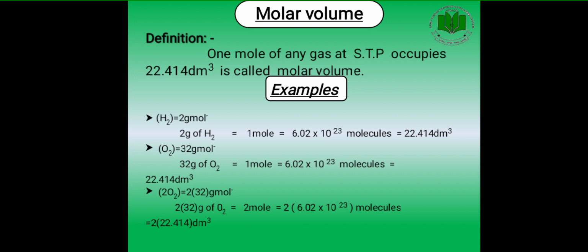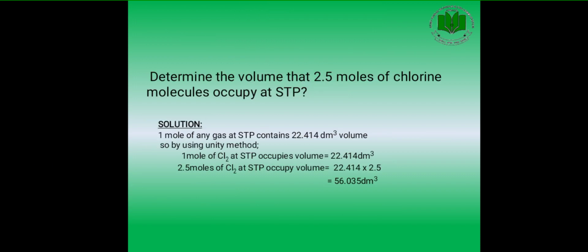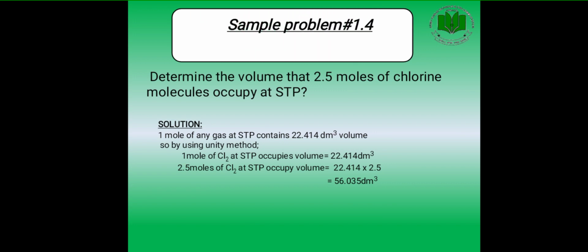Now today we are going to see different statements from your textbook regarding the concept, that what sort of statements are given in the exam. So let's have a look. This is sample problem number 1.4 from your textbook. It says determine the volume that 2.5 moles of chlorine molecules occupy at standard temperature and pressure. So beta, here you are given number of moles and you have to find the volume. You can use a unity method.